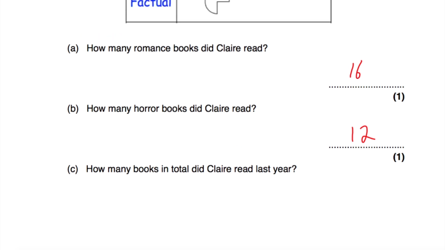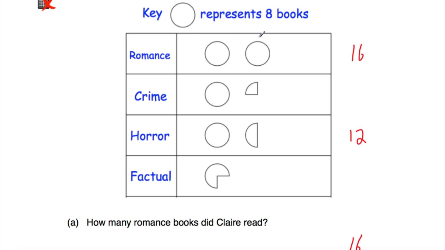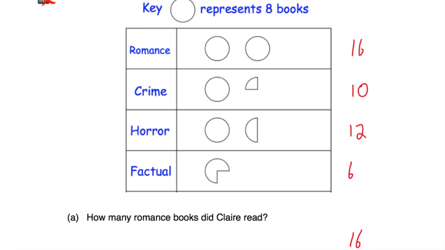So we've got our 16 romance, our 12 horror. Now we need to know what crime and factual are to add those on to get our grand total. Okay, so remember that a whole circle represents 8, because it says here in our key, a circle represents 8 books. So it means that half a circle would be 4 books and a quarter circle would be 2 books. So in terms of crime, we've got 8 and another 2, so that's going to be 10 books. And in terms of factual, well, that's 3/4 of a circle. So remember, half is 4 and a quarter is 2. So 3/4 would be 6. And 3/4 of 8 is 6. That's 6 factual books.